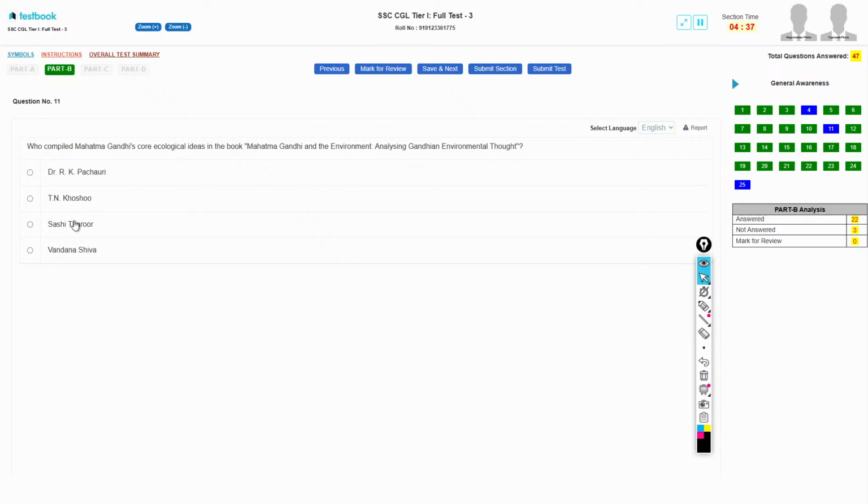Okay, this one can be Shashi Tharoor, but I'm not sure, so I'll skip. And the same goes for this one. I'll skip. So the next section is definitely mathematics. I'll try to do 25, but let's see how many I can do.